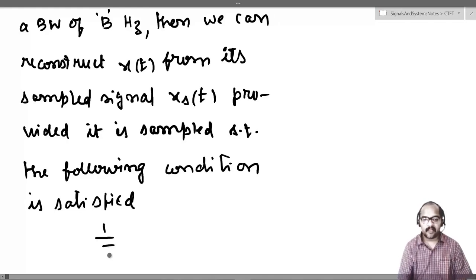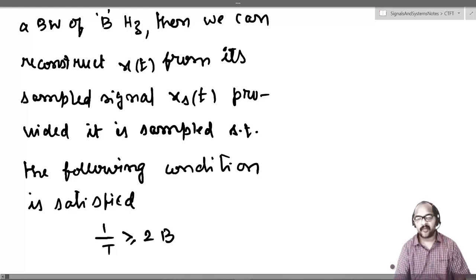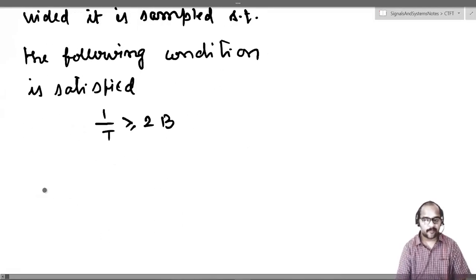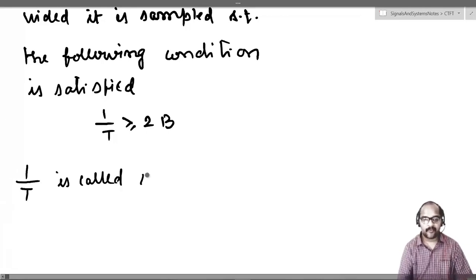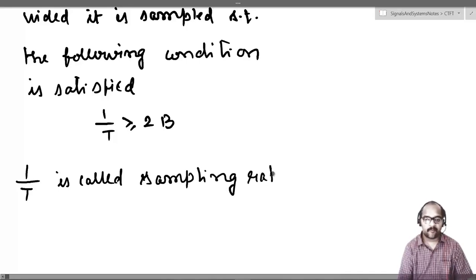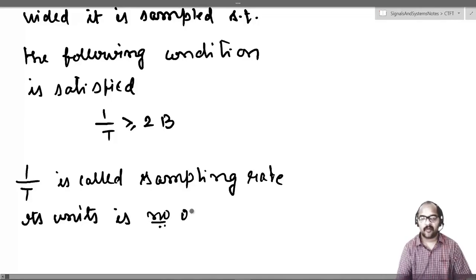What is that condition? 1 by T should be greater than or equal to 2b. So at least how many samples do you want in 1 second? At least 2b samples. So 1 by T is called the sampling rate, and its unit is number of samples per second.